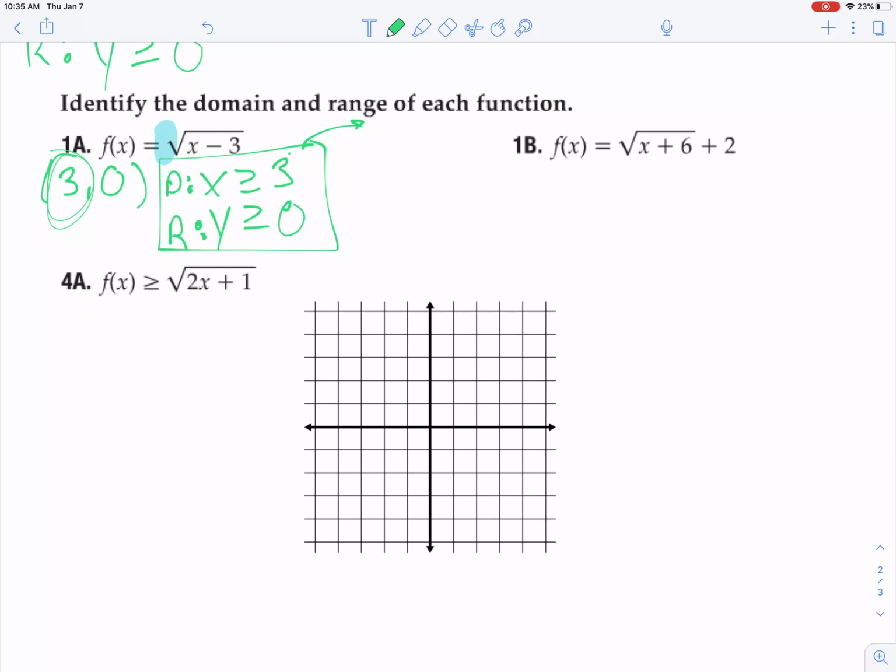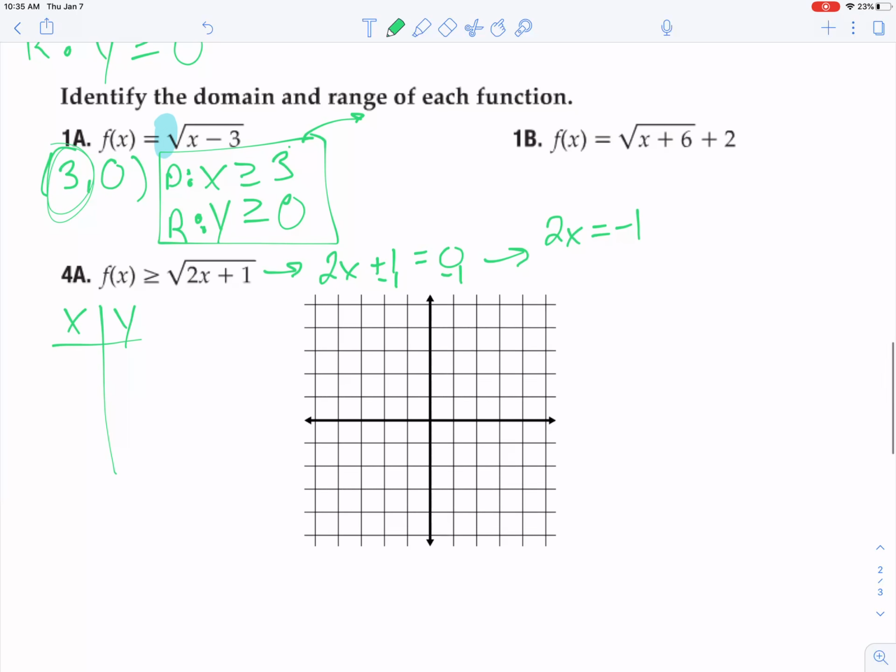All right, 4a is an inequality with graphing. This is one of the ones where when you go to start your table, you're not going to be able to just say the 1 because of this 2 right here. That little cheat that I was doing earlier only works if x is by itself. So what I'm going to go ahead and do is set this equal to 0. So 2x equals -1.